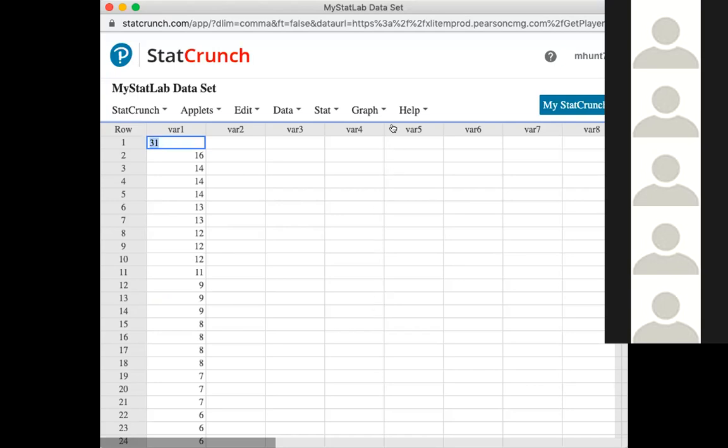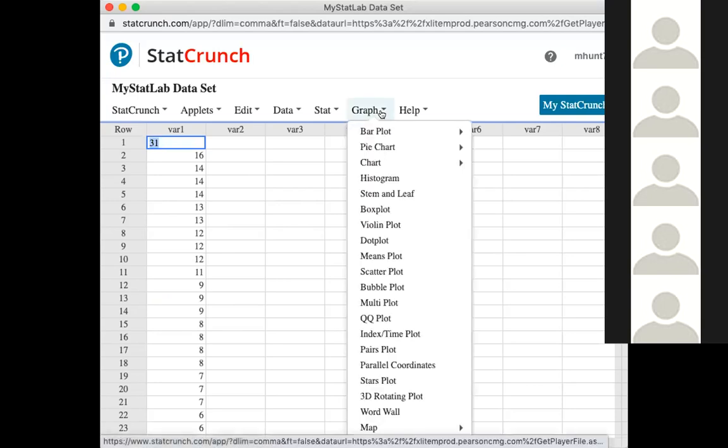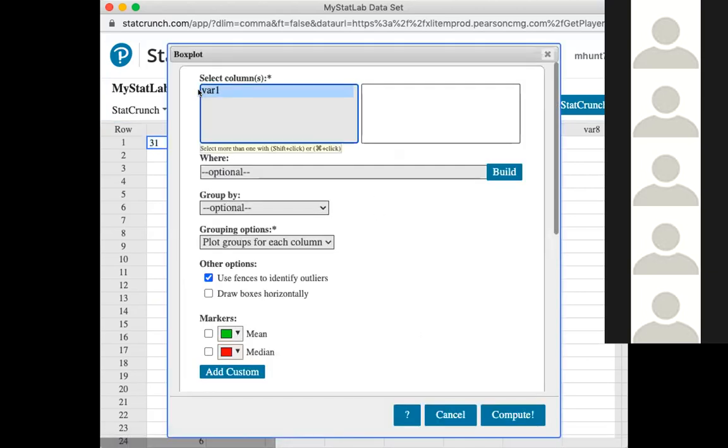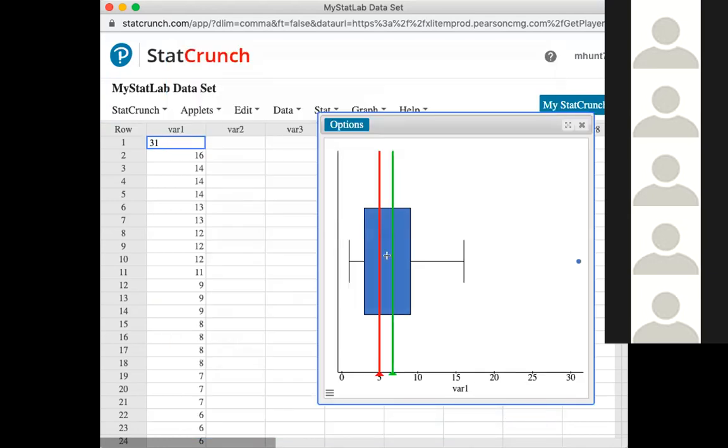Yep. So we're going to go graph and we're going to pick box plot. And we're going to do them horizontally, show the fences and the mean and the median. We're going to compute. Okay.